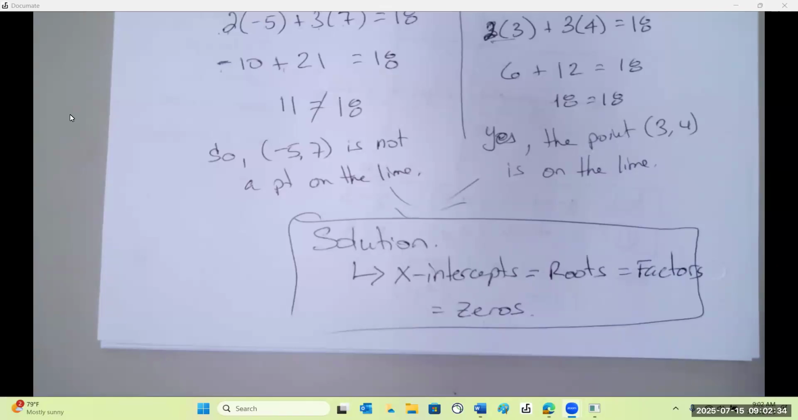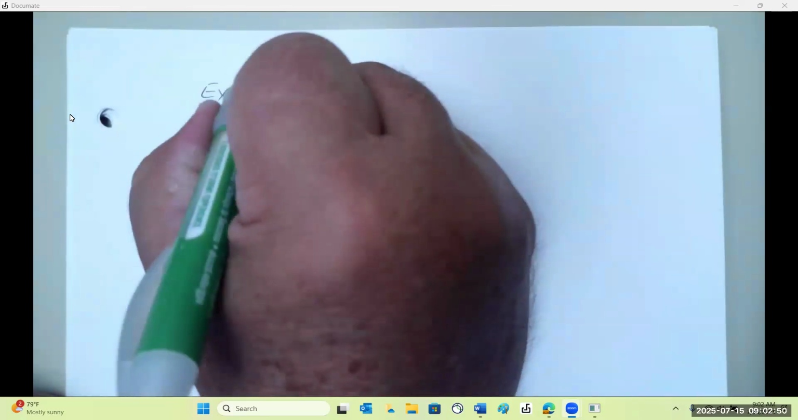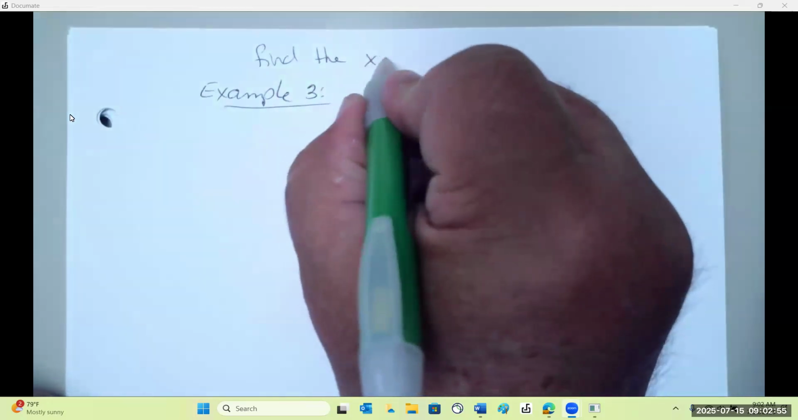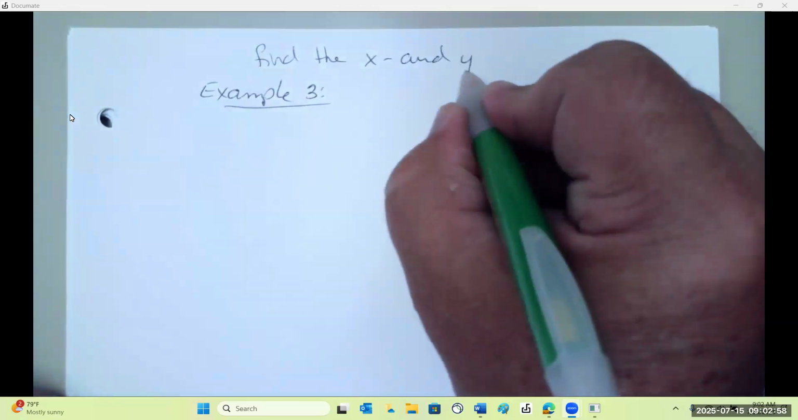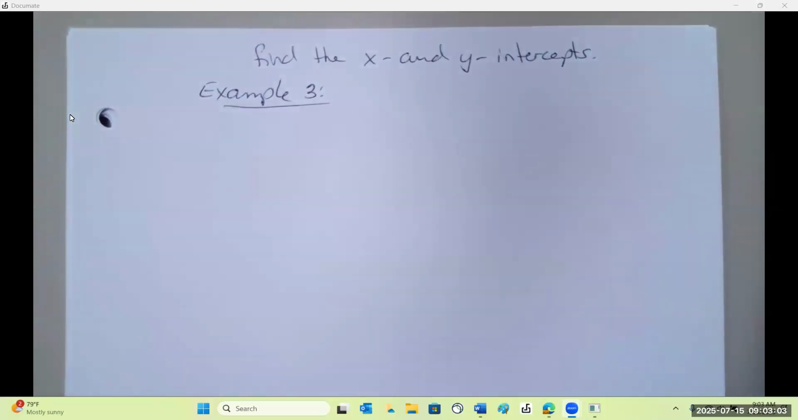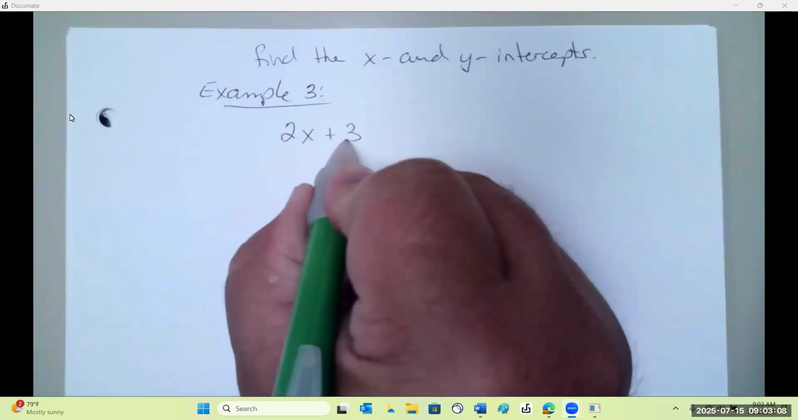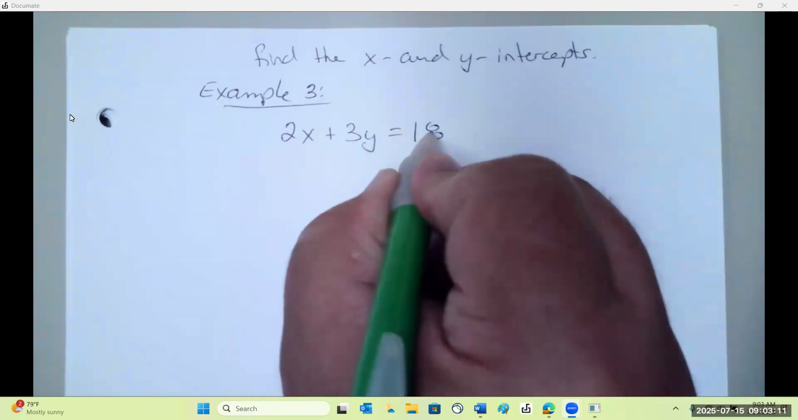So far, so good. All right. Let's try to find x and y intercepts. Find the x and y intercepts. 2x plus 3y equals 18. There's the first one.